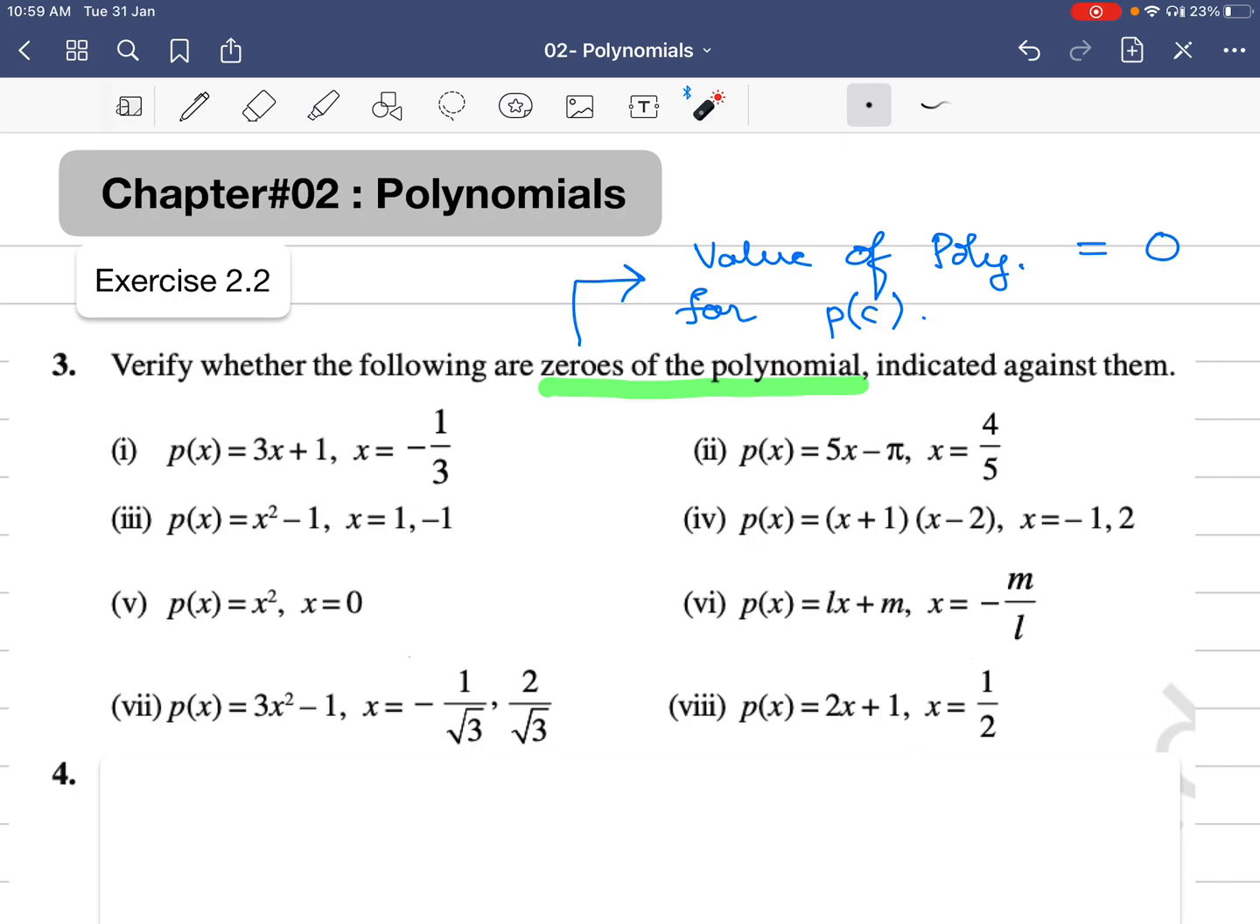Okay, so for example, they have given these numbers -1 by 3, 1, -1, 0. For all these numbers, we will check if the value of the polynomial is equal to 0. If it is equal to 0, then we'll say that number is a zero of the polynomial, or it is also called the root of the polynomial.